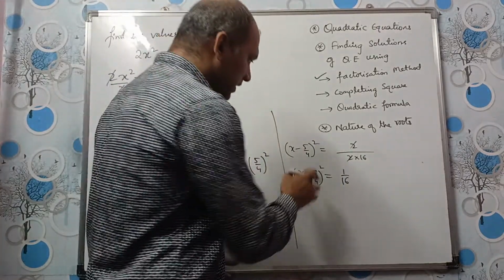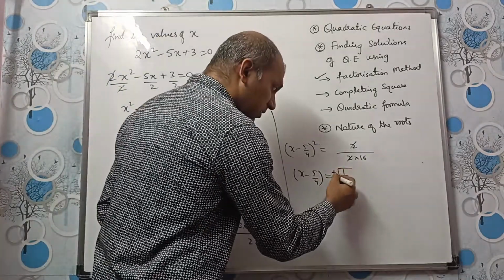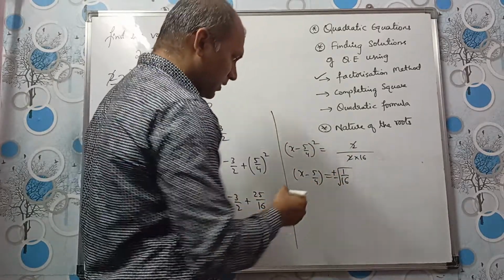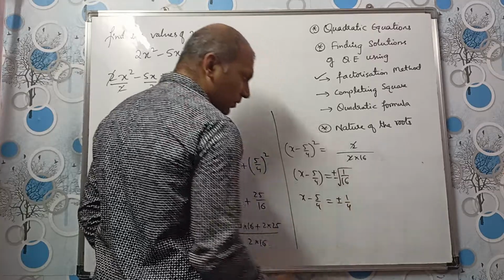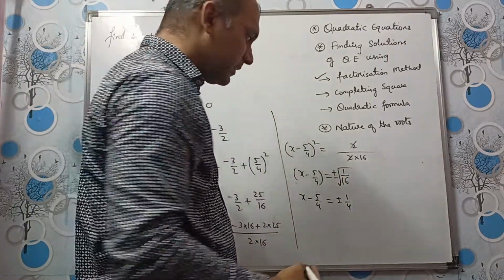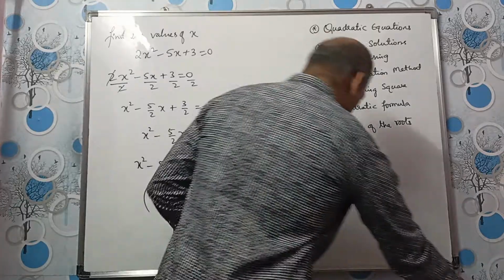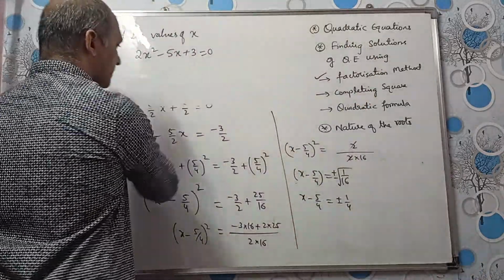This square goes on the other side and becomes root. It will become plus minus root. So this is x minus 5 by 4 equal to plus minus 1 by 4. 1 by root 16 is 1 by 4, right? Okay. Now, let me just write here.